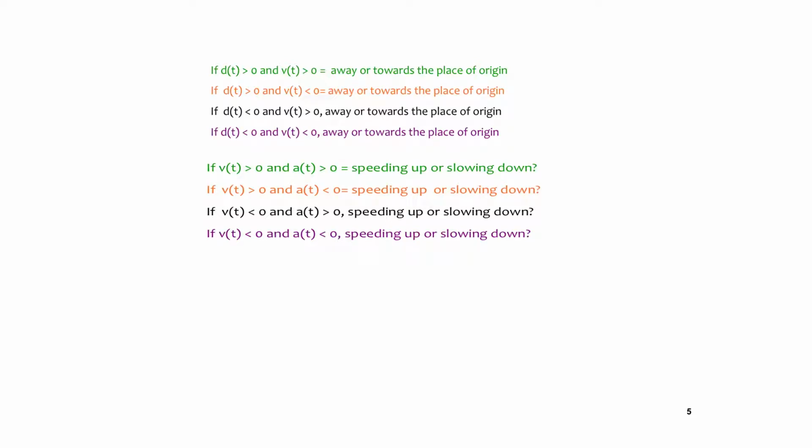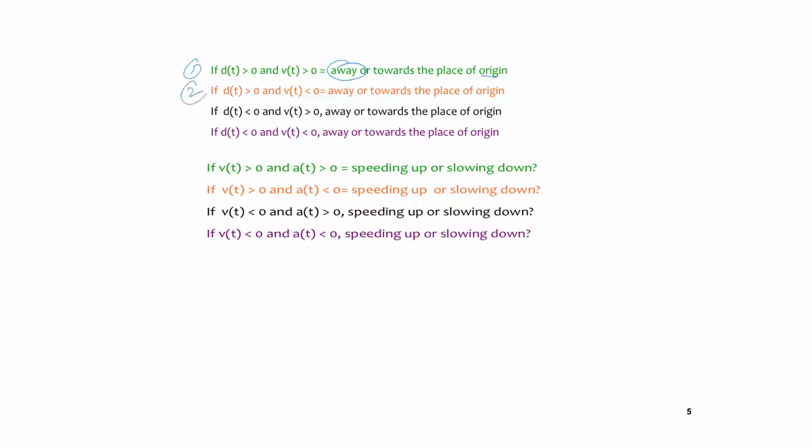So let's summarize displacement, velocity, and acceleration and how they're related to each other. Let's go to the first question here. If the displacement is positive, meaning you're to the right of the house, and the velocity is also positive, meaning you're heading towards the right, are you moving away or towards the place of origin, meaning the house? Because they're both positive, you're going to be moving away.